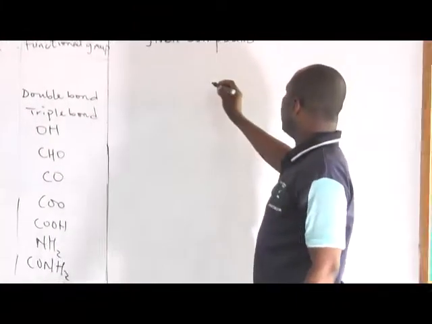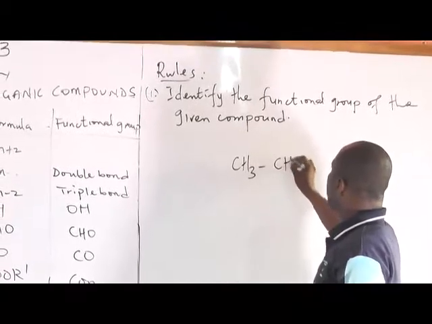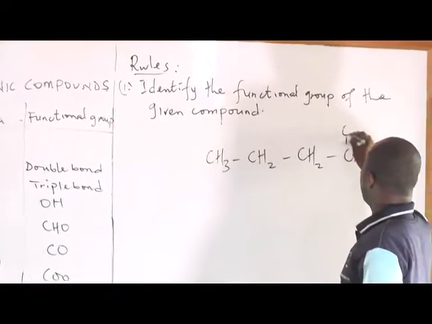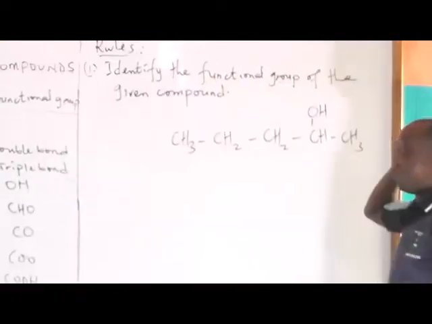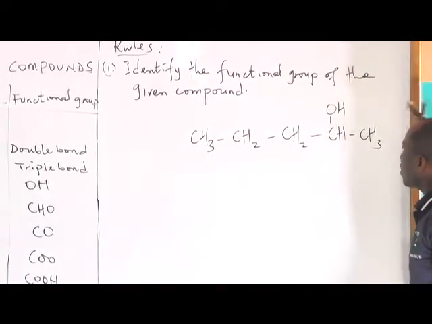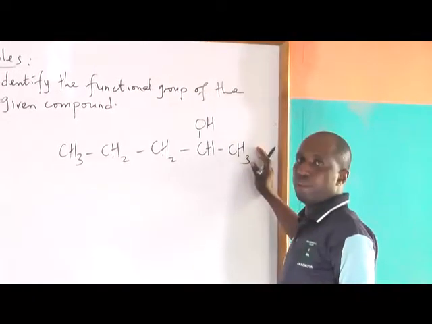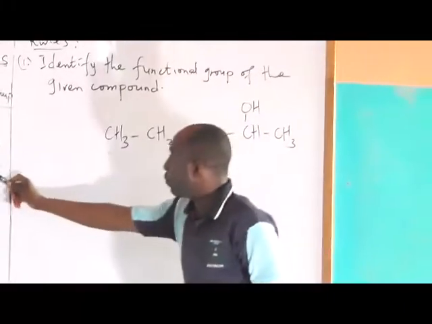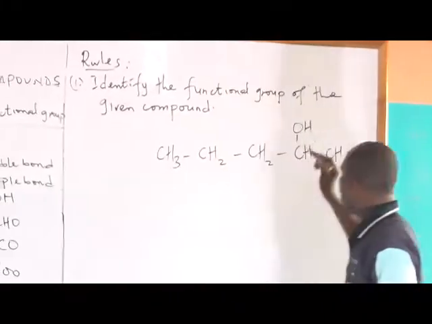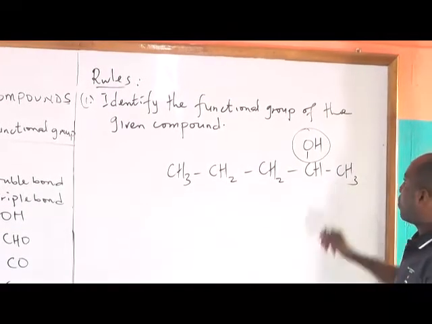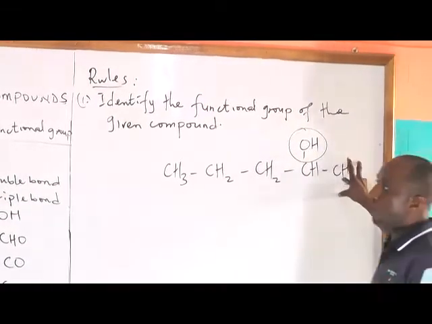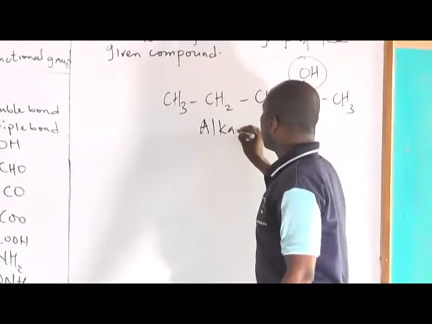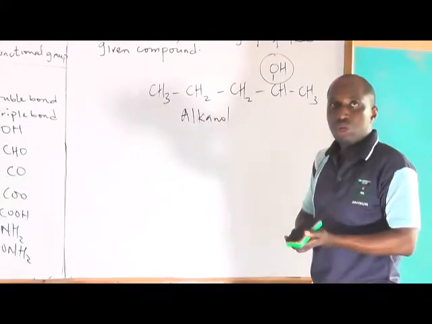For example now, assuming I'm having this CH3, CH2, CH2, CH, CH3, OH, and I ask you to name this compound. The first thing you will consider is this: what is the functional group present in this compound? And then you have to look at this place now. The double bond is not here, triple bond is not here, OH, hydroxyl group is here. So because there is presence of OH in this compound, it means that this compound belongs to the alkanol group. So you first of all know the family name of that compound.